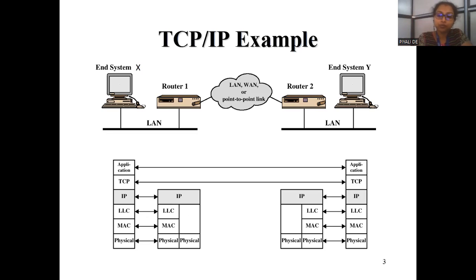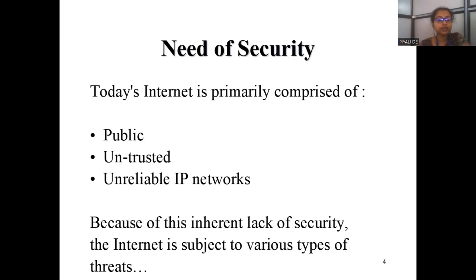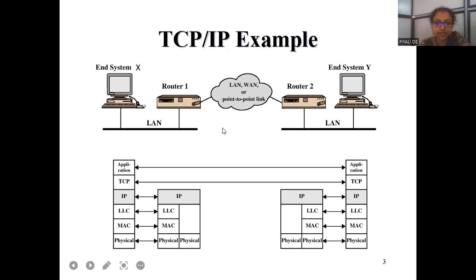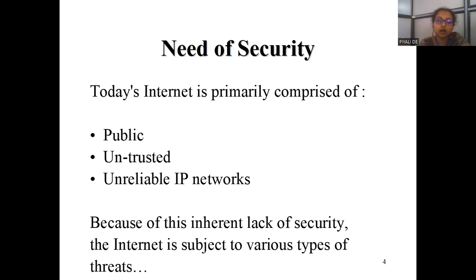Now, what is the need of security here? Where do we need security in this communication? So we are coming to that point. The internet we are using here in this slide, this internet, WAN and LAN, is actually composed of a public, untrusted, and unreliable IP network. Okay, it is public, meaning anyone can access that network, and entities are extremely untrusted.